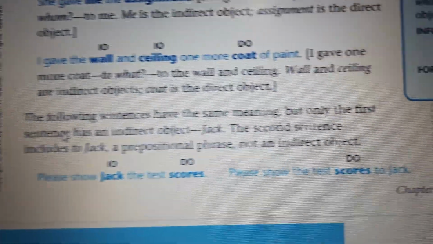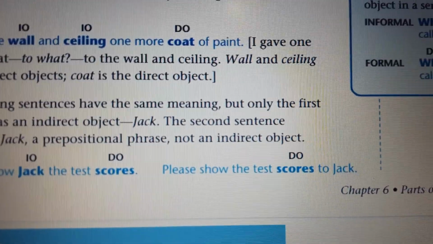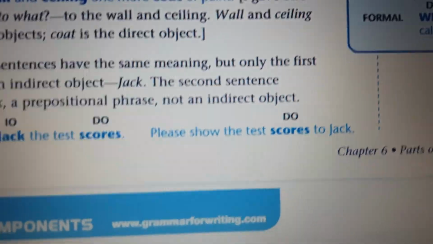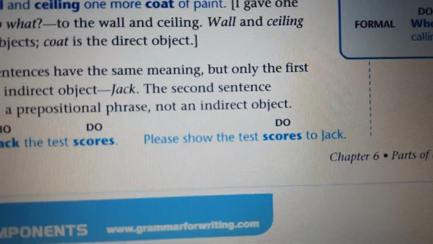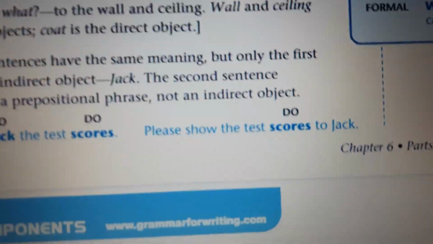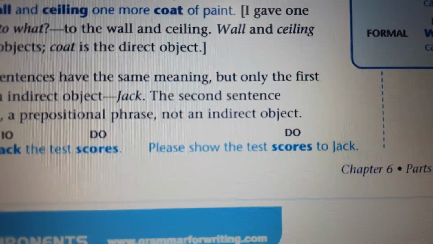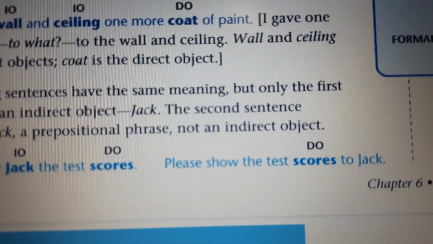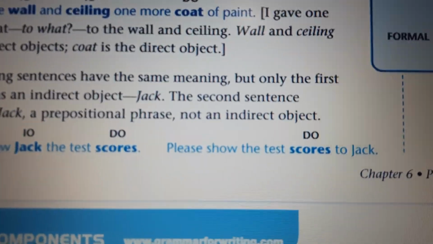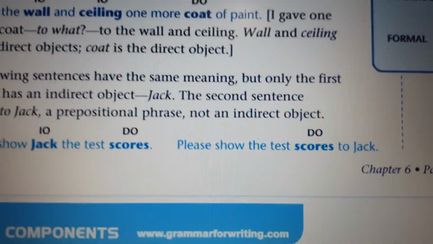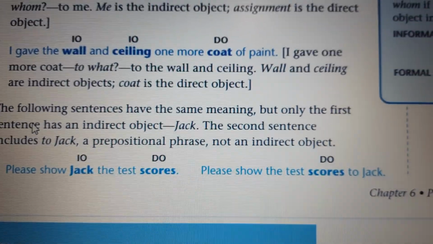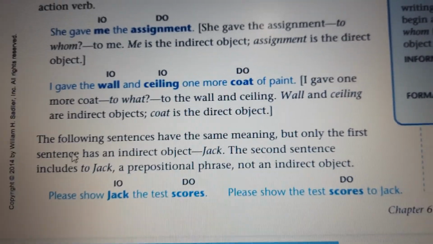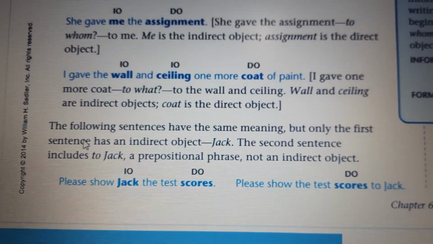But in the second sentence, please show the test scores to Jack. So here we have the direct object, and to Jack here is not an indirect object. To Jack is a prepositional phrase. I gave you prepositional phrases, so just go back and refresh your memory, because it is so important for you to know and distinguish between these two.